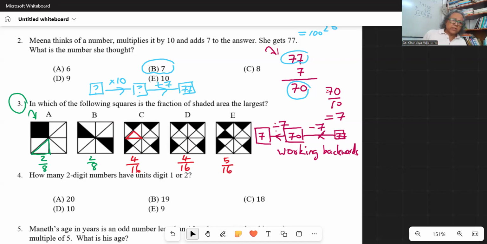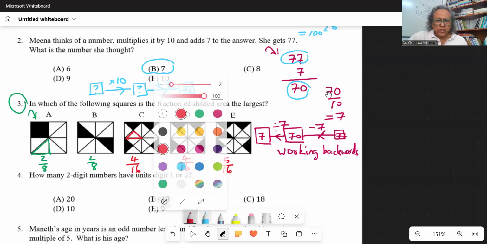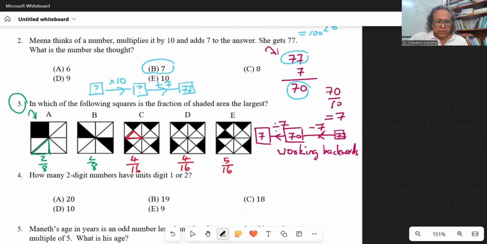And now we can compare these fractions, because the denominators are different, 8 and 16. So either we can bring the denominators to 8, or we can easily bring the denominators of these fractions to 16, by multiplying top and bottom by 2. So then this becomes 4 over 16, and this also becomes 4 over 16.